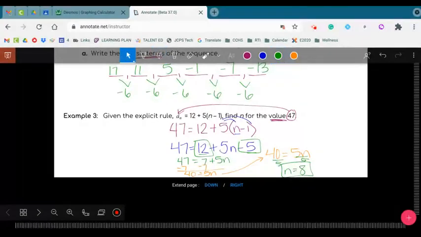Okay, I think we have another example of that one on the back page, but that is going to be as tricky as it gets. Besides, I mean, writing, you guys are doing really well with writing the terms, and then writing the explicit rule shouldn't be too bad as long as we can figure out where stuff goes.